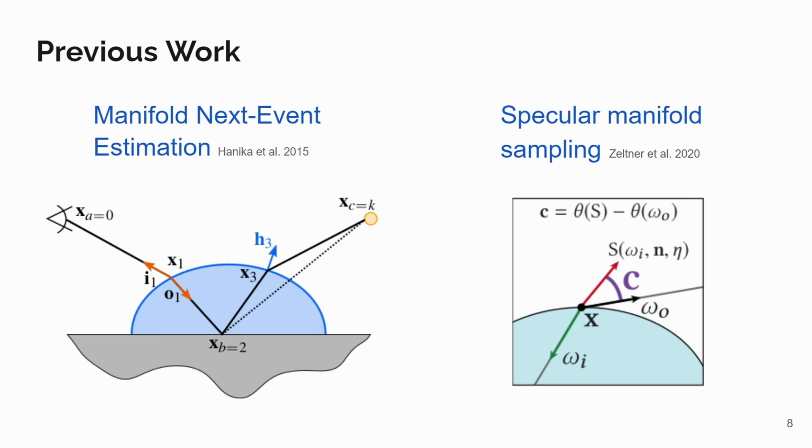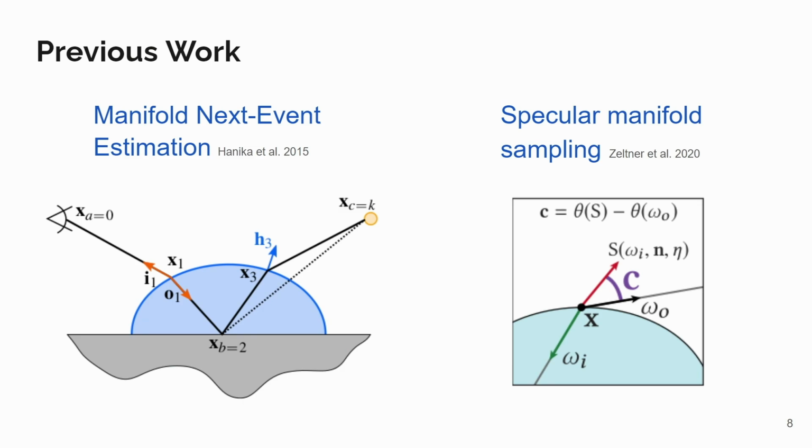This approach works well, but especially with not complicated objects. That's why Selnard and colleagues introduced specular manifold sampling. And the thing is that we can have more than one path that connects that point with the light. So with manifold next event estimation, as we do have only one starting point, we have just one solution.